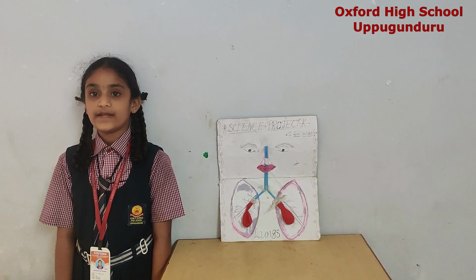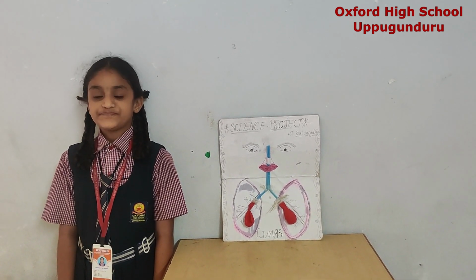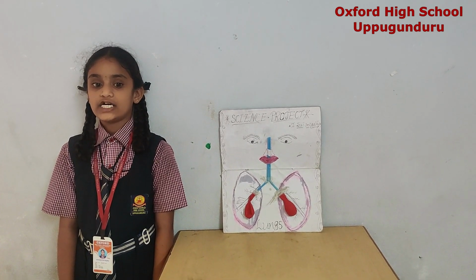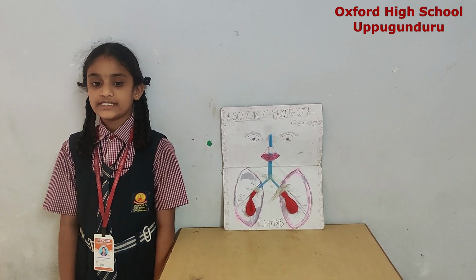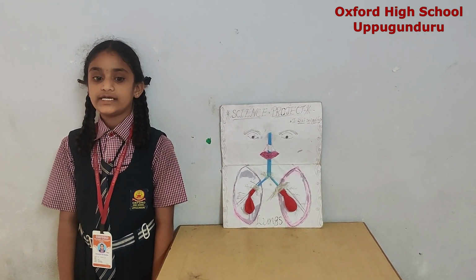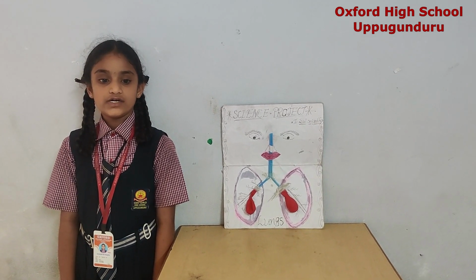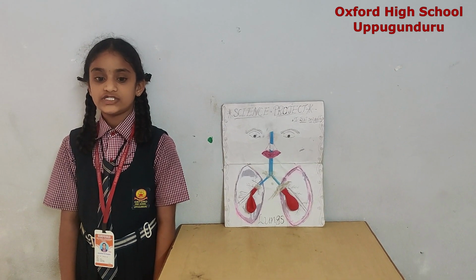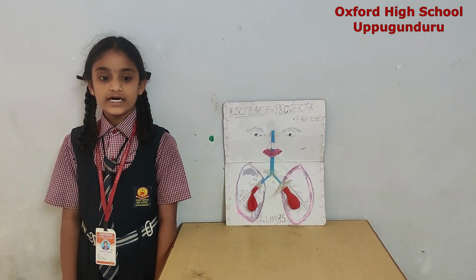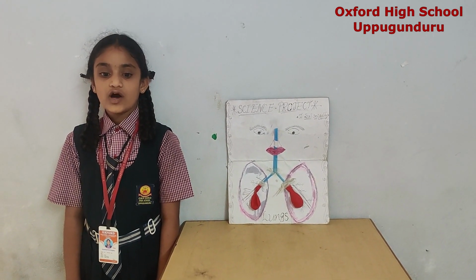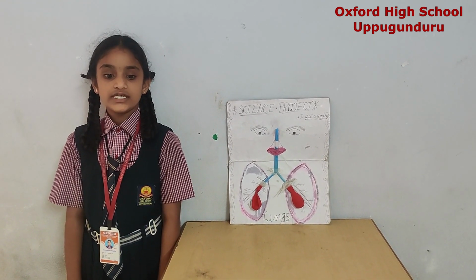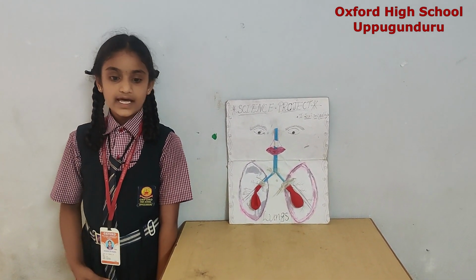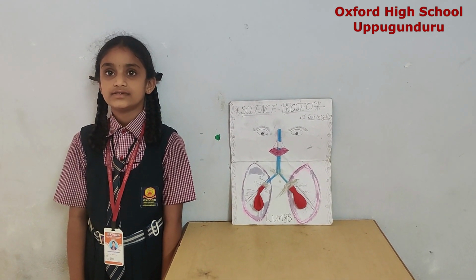Now I will explain lungs. The nose, the windpipe and the lungs form the respiratory system. We breathe in air through our nose. The air we breathe in is fresh and pure. The air we breathe out is not fresh. It contains carbon dioxide gas.